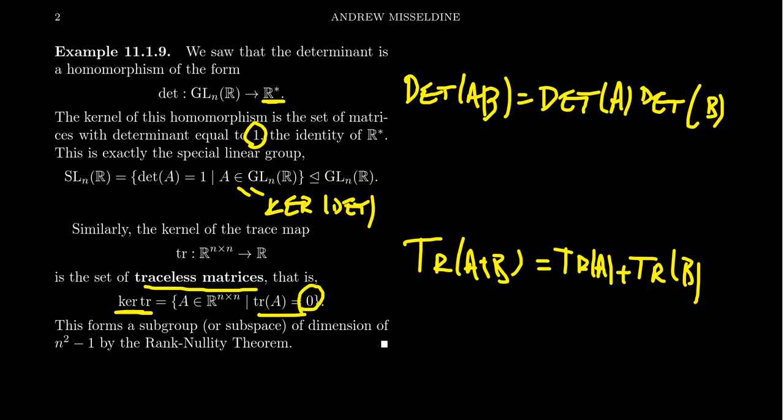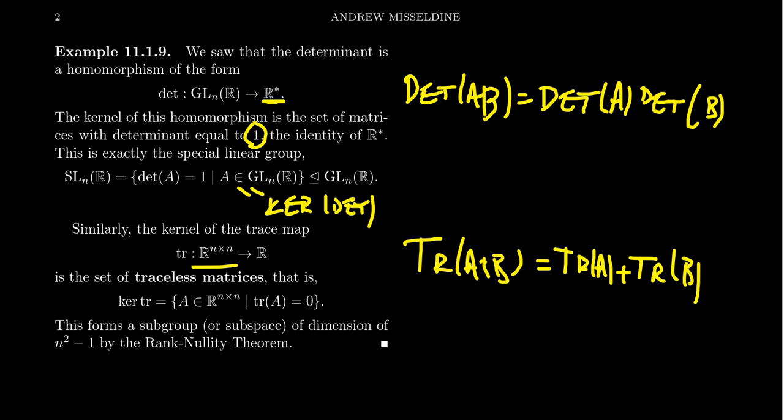And so as the identity of R, speaking of it as now an additive group, the additive identity is going to be zero. So we're looking for those matrices whose trace is equal to zero. And so this is going to form a normal subgroup of R to the n by n. Now, as this is an abelian group, every subgroup is normal, so it doesn't say so much.